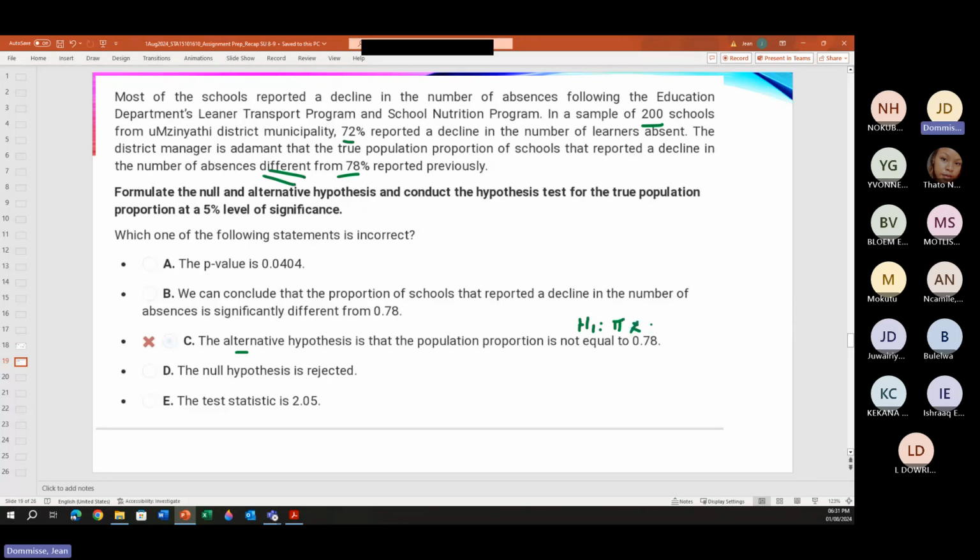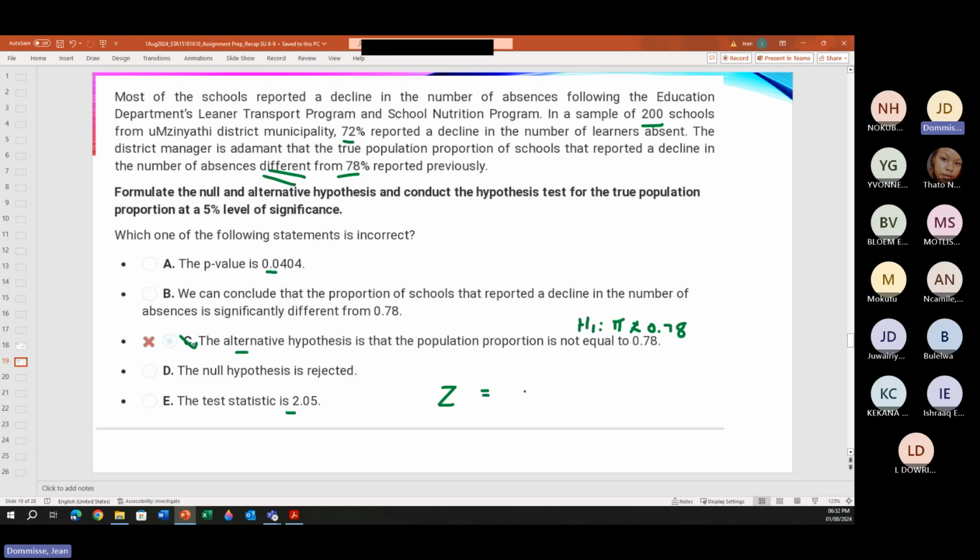So that has stayed the same in the question. The only thing that they've changed is the sample size and the sample proportion. So the alternative hypothesis is that the population proportion is not equal to 0.78. So that is correct. Okay, so then to get to a p-value, we will need to work out the test statistic. So let's work that out.